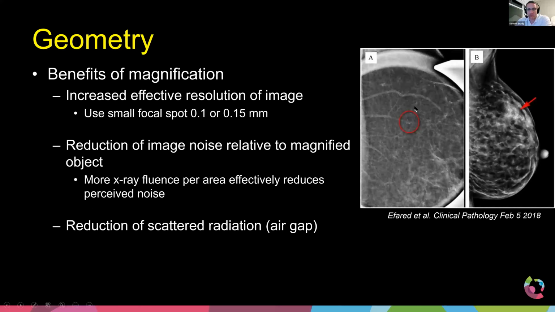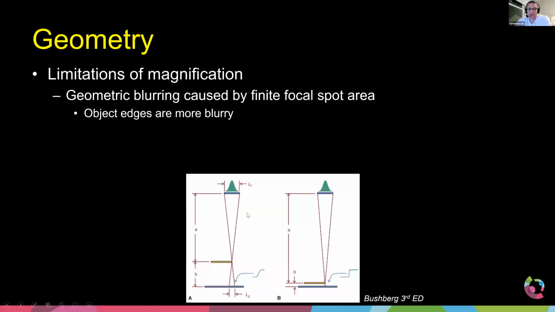So the air gap reduces scatter, and by removing the grid, it also reduces the amount of mA that we need, which also reduces the amount of scatter. So it kind of balances the scatter and noise in the image, and it balances the dose to the detector. So it's equivalent, but we'll talk dose next week.